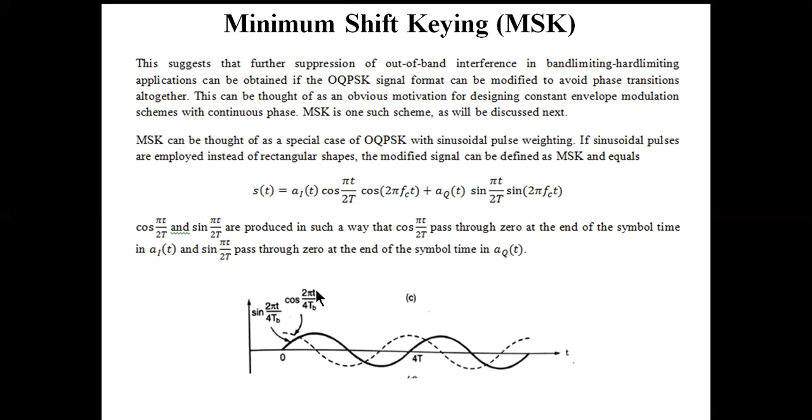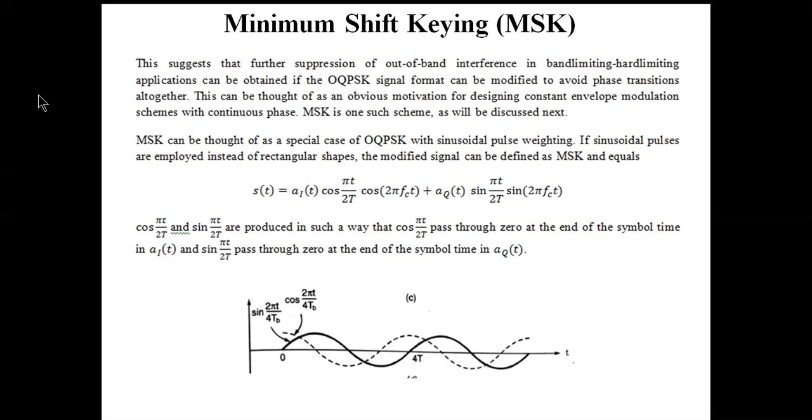Whereas cos 2 pi t by 4T or cos pi t by 2T passes through 0 at the end of the symbol time in case of AIT. So it's the T, 3T, 5T. At the interval of 2T seconds, sine pi t by 2T becomes 0. So using this property, we can convert a rectangular shape pulse into the sinusoidal pulse.